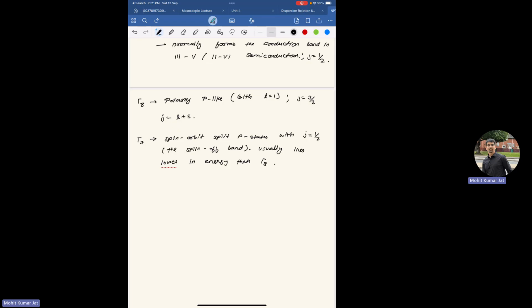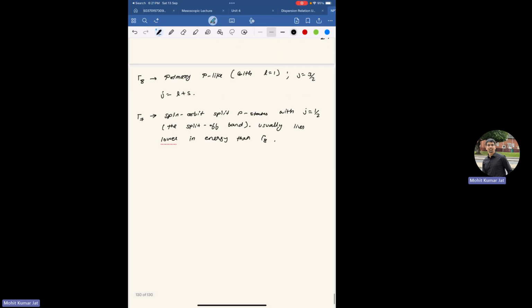An important point to note here is that whatever I'm writing, the S-like or P-like, it's shorthand for the dominant orbital character of the Bloch wave at the gamma point. Hybridization does exist, but this picture is basically useful as a starting point.